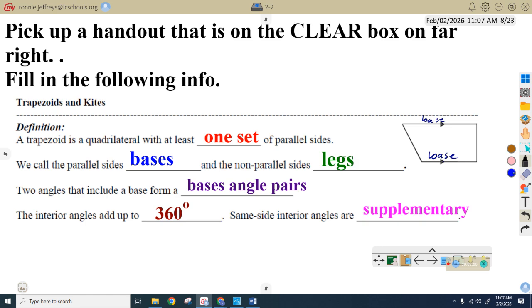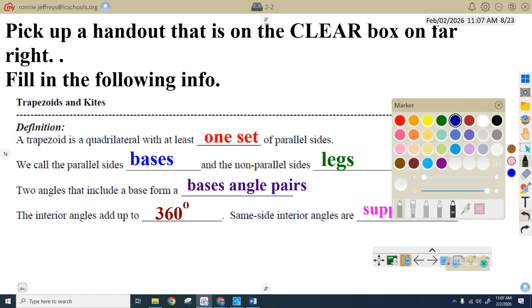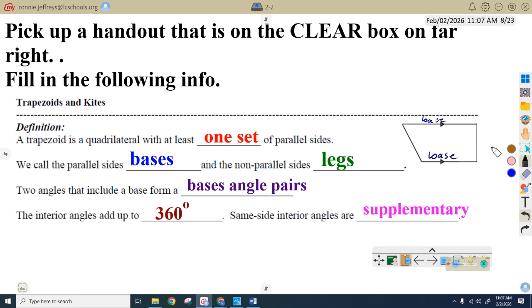Now, they could be slanted. Both of them could be slanted. One of them could be slanted. But these are your legs. That's a leg, and that's a leg. All right.